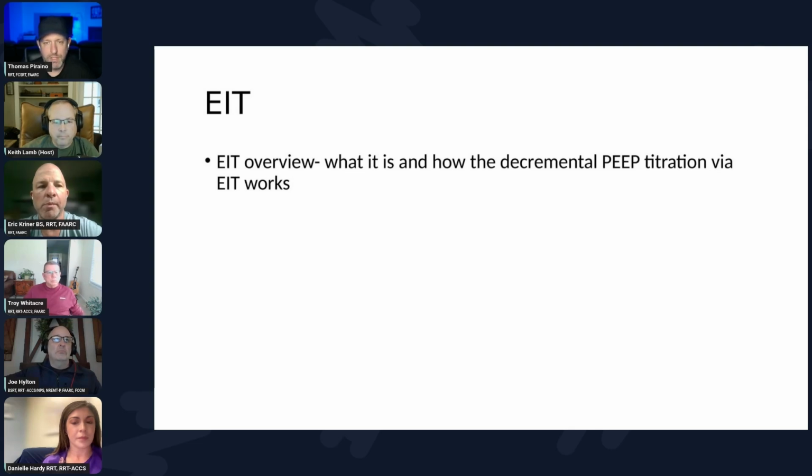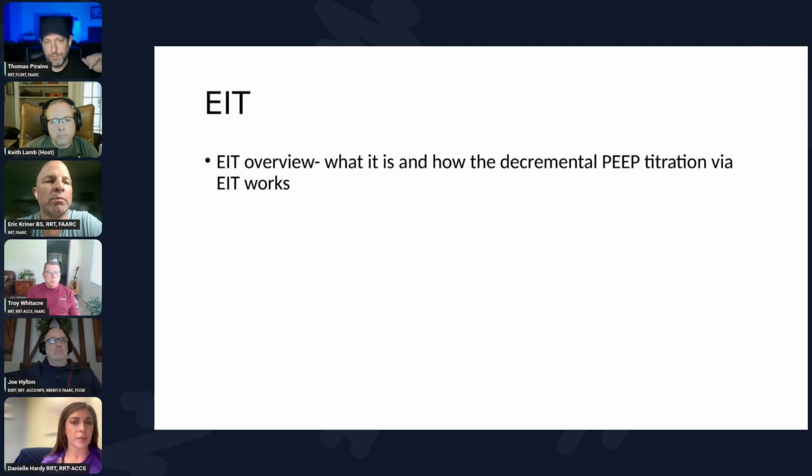I mean, if we want to keep it specifically to PEEP, then obviously the decremental PEEP trial is how EIT determines an optimal PEEP level. And then what happens at the highest level of PEEP you choose and the lowest level of PEEP you choose, those become the references for compliance changes in between that titration.